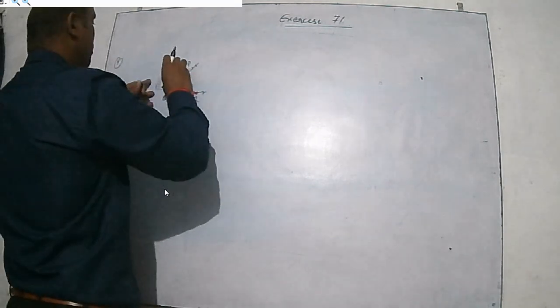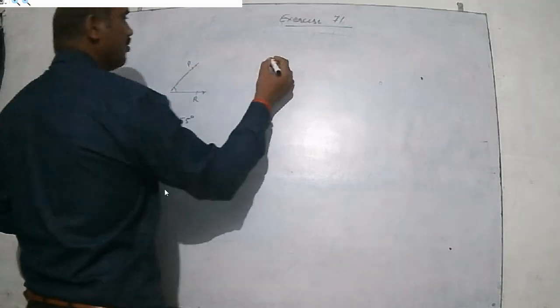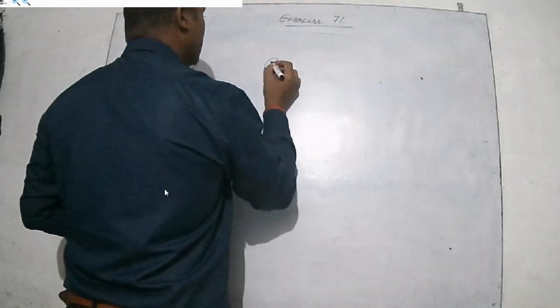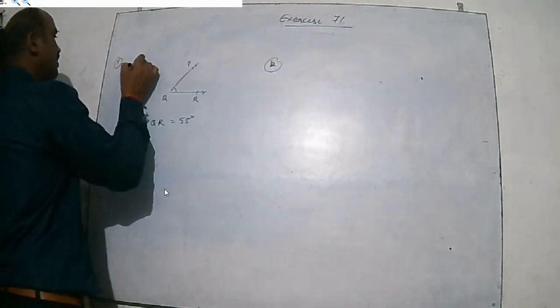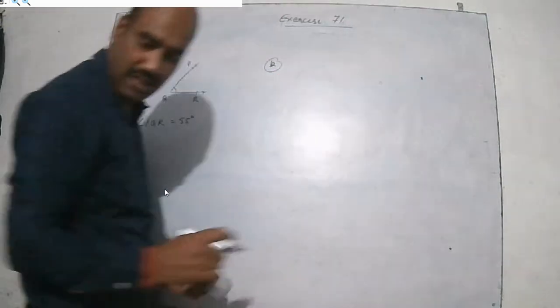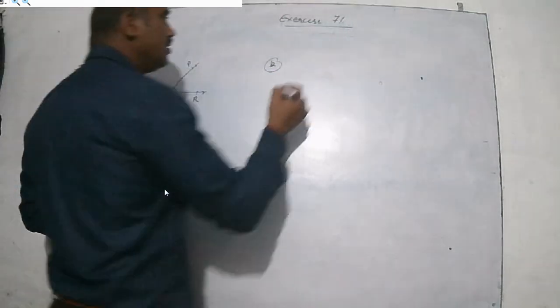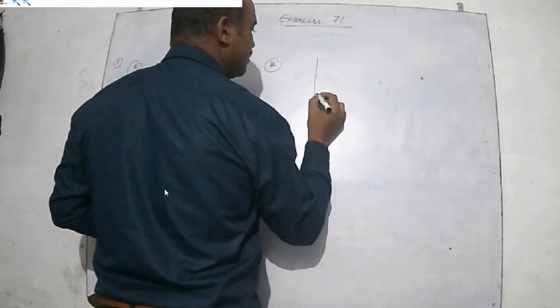Suppose question number 2 is given here. In question number 2 they have a B part. This is question number 1. A part is there, B part is there. Now look, this one is like this structure.